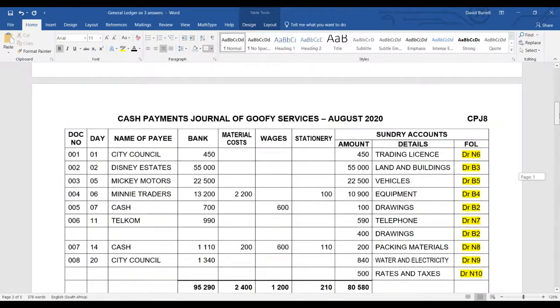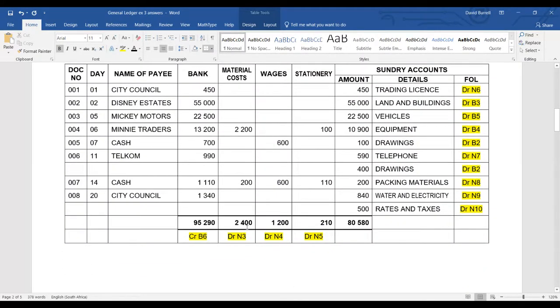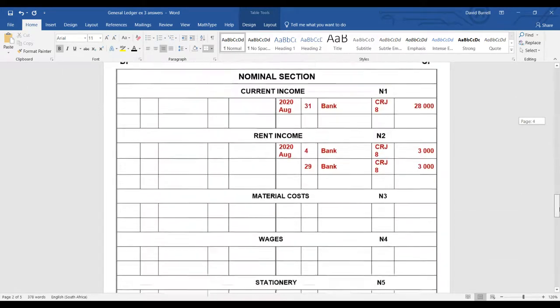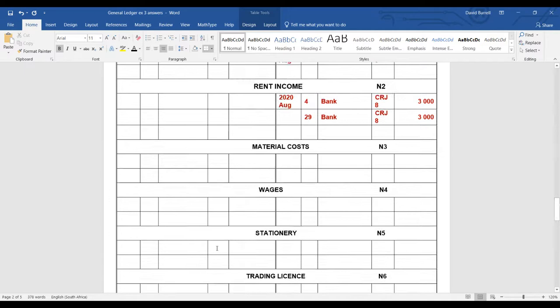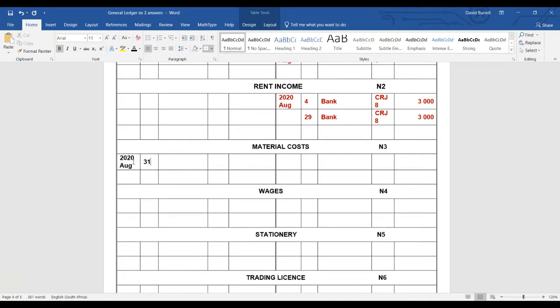Then we've got material costs, 2,400, debit side of account N3, wages 1,200, debit side of account N4, and stationery 210, debit side of account N5. I'm going to suggest you keep your workbook open on page 57, and I will stay on this page, and you can follow in your workbook as well. These are all debits, and they're all column totals. So it's going to be 2020 August the 31st, and it comes from CPJ 8, and the material cost column total was 2,400 Rand.